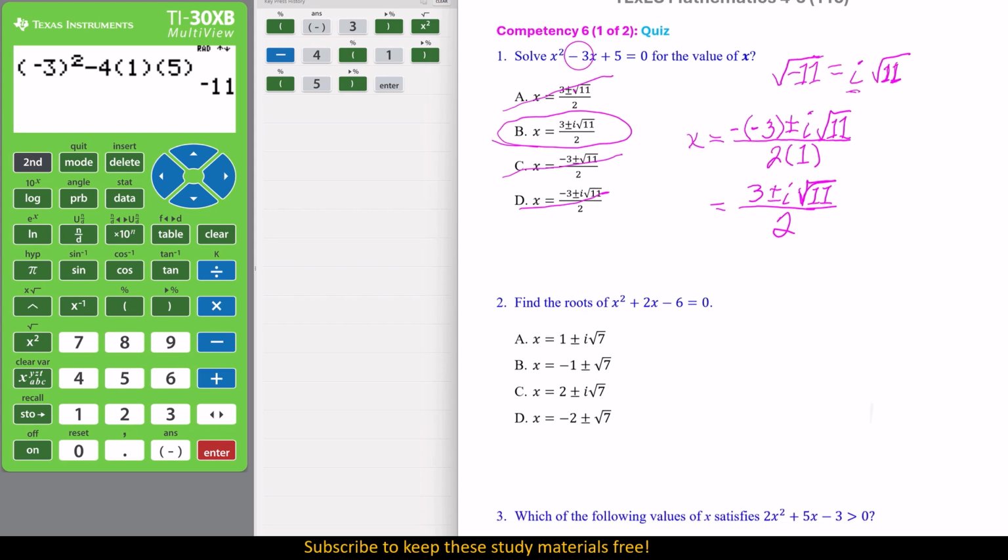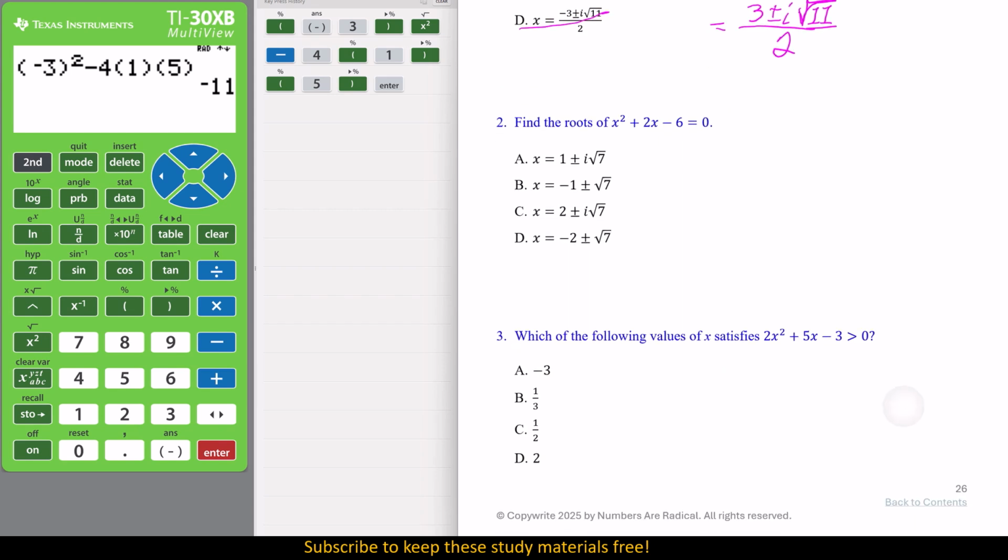All right. So let's look at 2. We'll look at 3. Okay. Find the roots of x squared plus 2x minus 6. Well, what I want to do is, again, look at the discriminant and see if we can eliminate some of these. And is this situation complex or not? Okay, well, let's take a look here. All right, let's do the same thing. Let's deal with the discriminant.